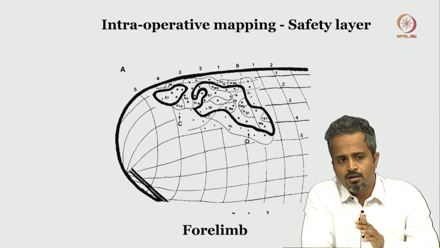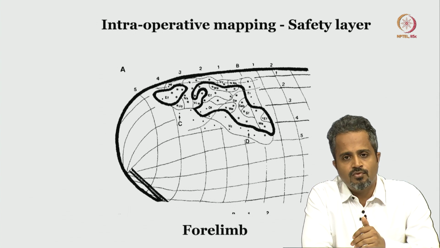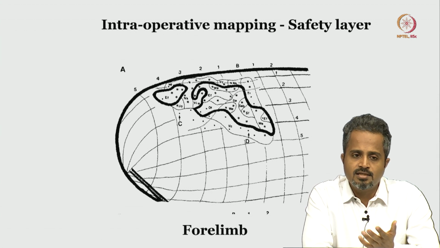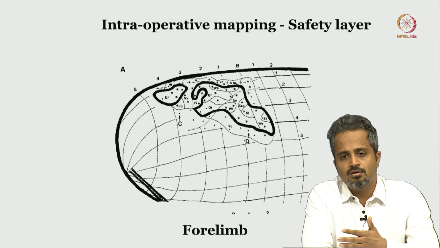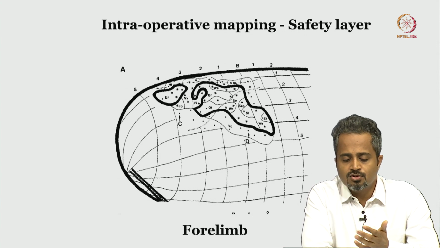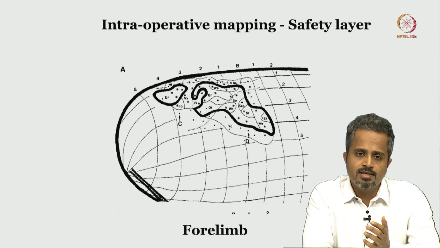It is possible, for example, even in sensory cortex, where you can implant the barrel cortex and then move the whiskers of the rat and see if you get an event related potential or evoked potentials. All right. So, similarly, intraoperative motor mapping is possible.